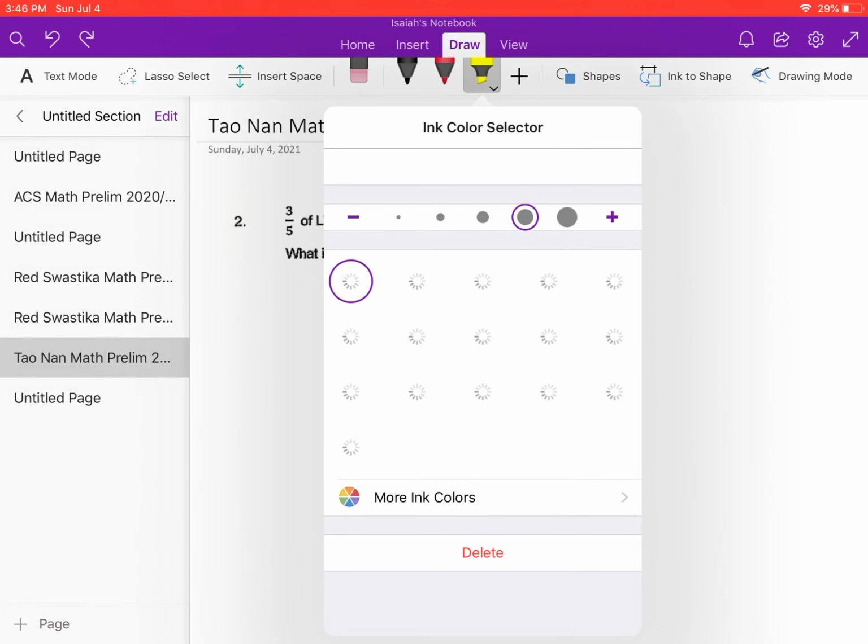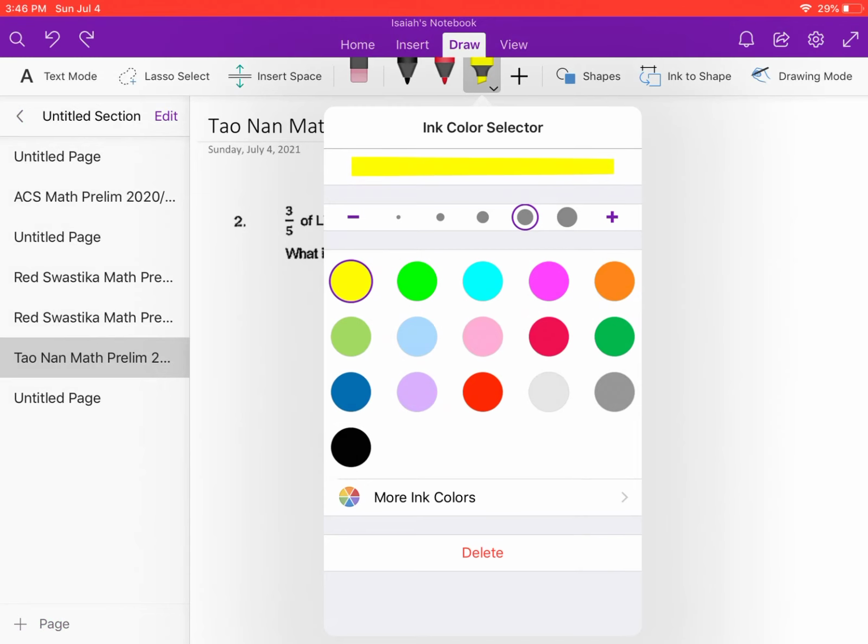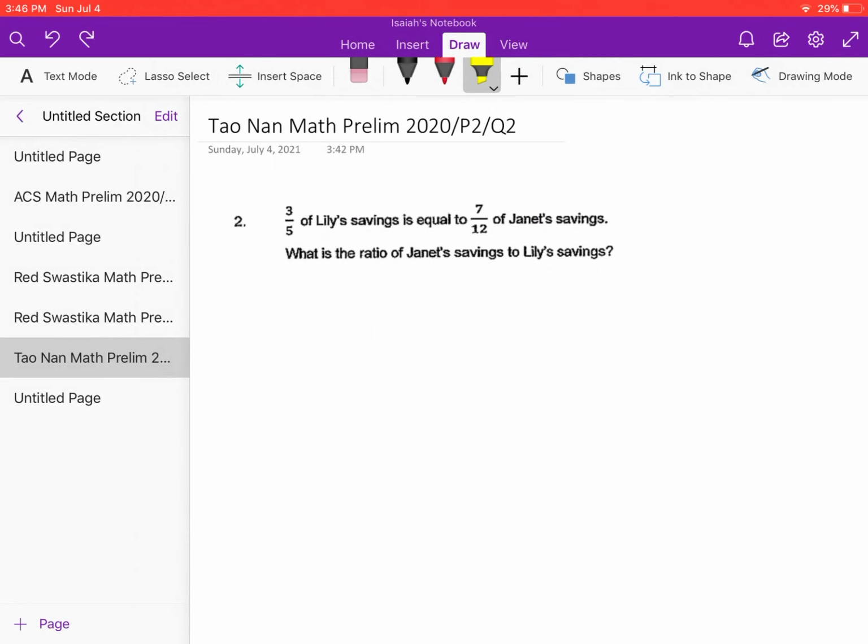Let us take the next minute to look through the question. 3/5 of Lily's savings is equal to 7/12 of Janet's savings. So the question: what is the ratio of Janet's savings to Lily's savings? They want you to calculate a ratio for Janet to Lily.